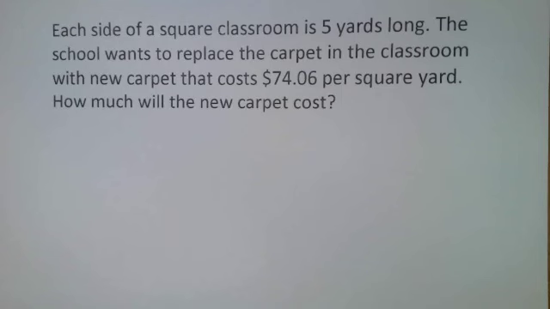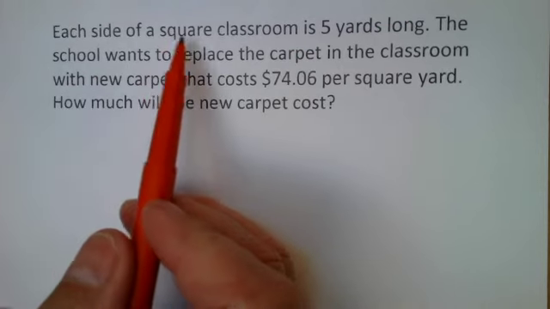In this video, we're going to use the area to find the cost of laying carpet, putting down flooring, covering the area of an object. The first thing you need to do is realize what type of object they're talking about. For this one, it says it's a square.